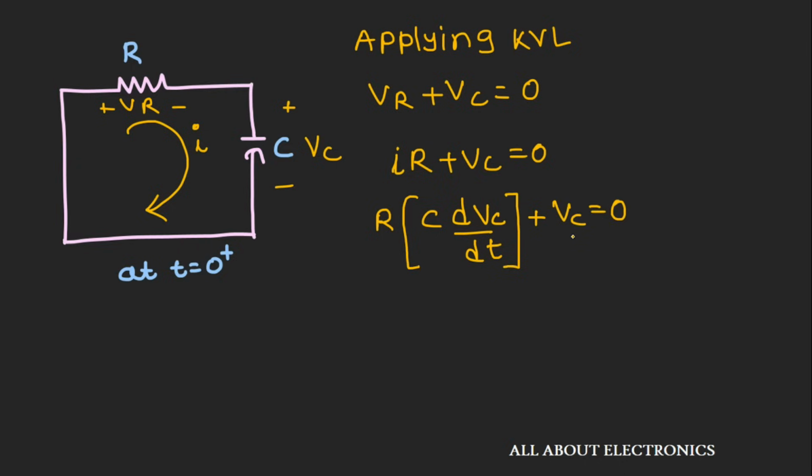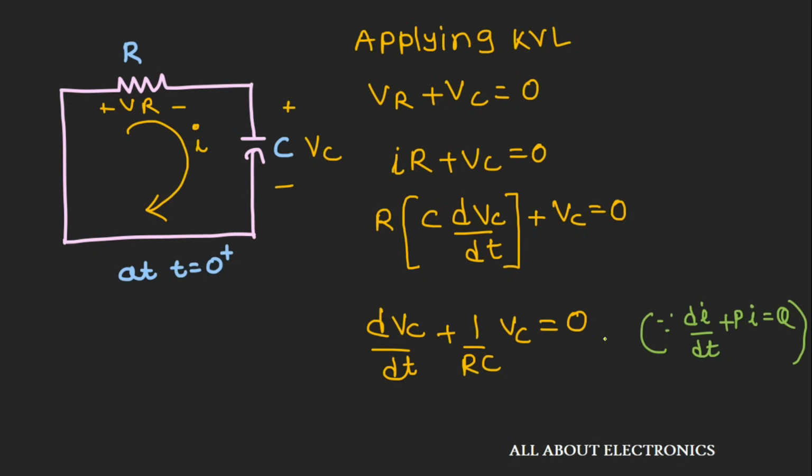If we further simplify it, we can write dVc by dt plus 1 over RC times Vc equal to 0. If you see this equation, this is a first order linear differential equation, and there is no forced excitation in this equation. That means this Q is 0. And as this Q term is 0, the solution of this equation will only contain the source free response, or complementary function, and the PI term, that is the particular integral, will be 0.